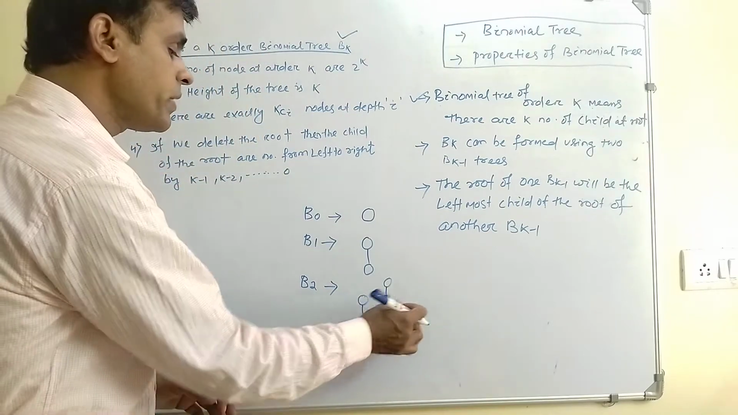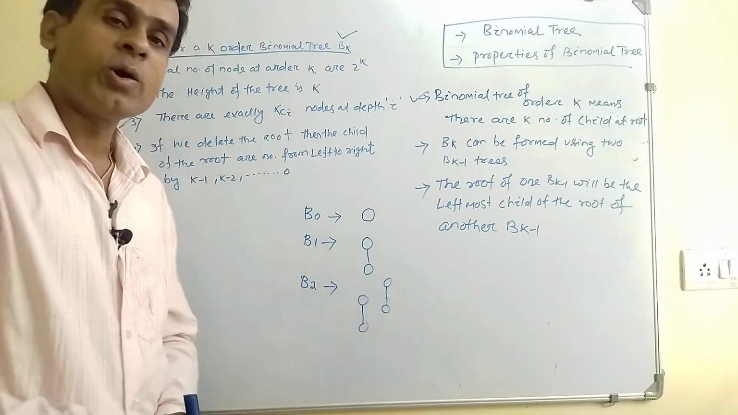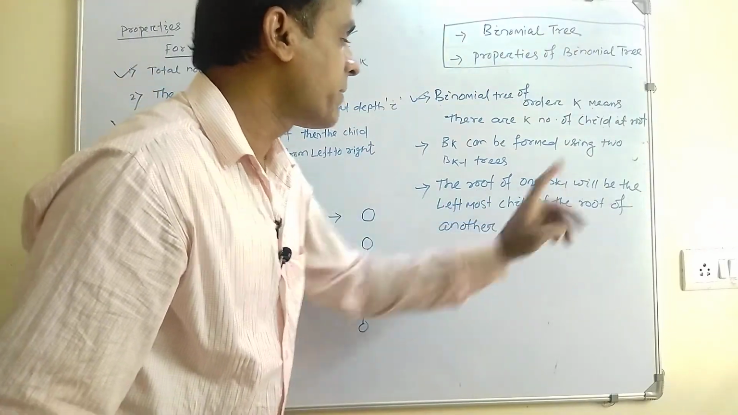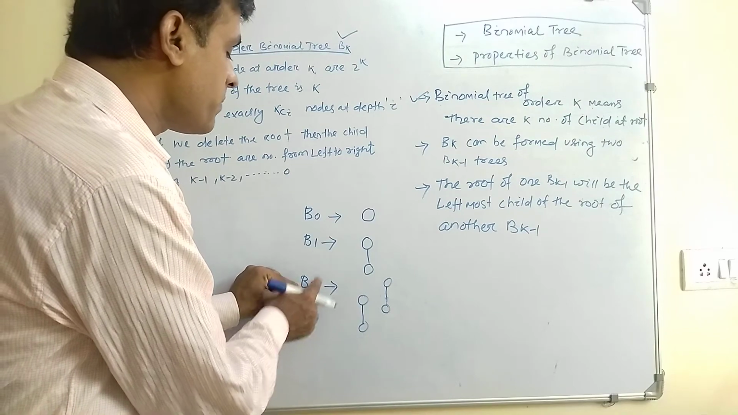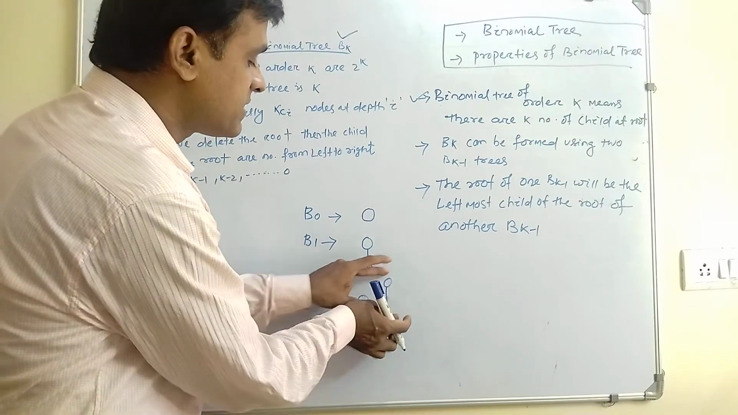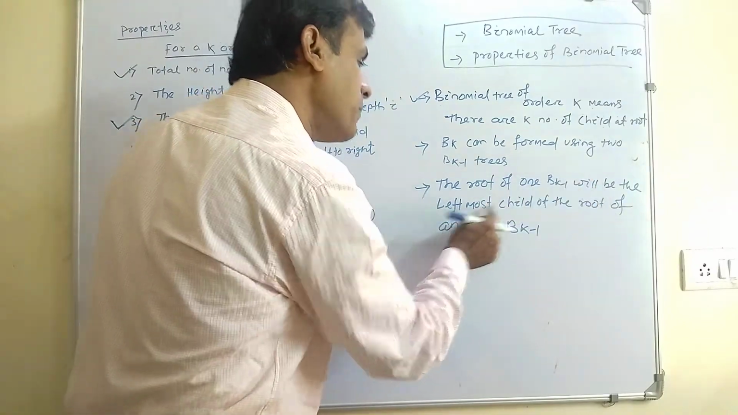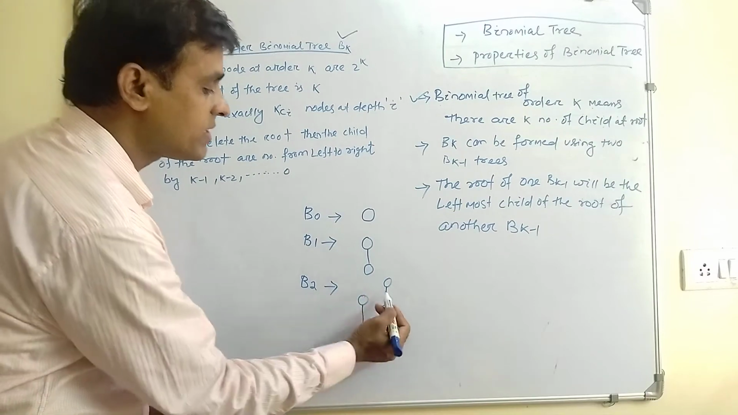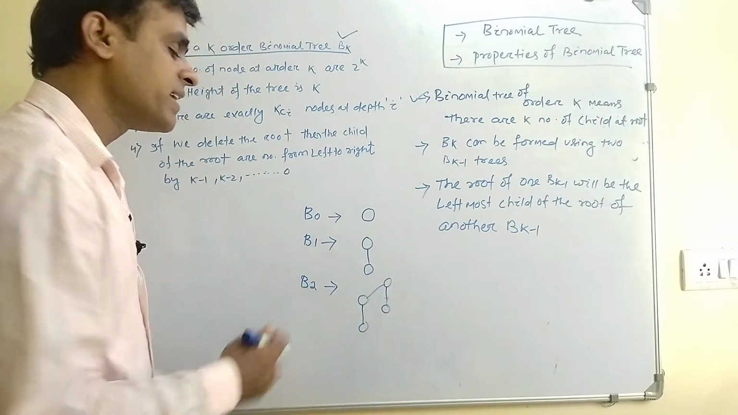If I combine these two B1, I can create a binomial tree of order 2. How can I combine them? The root of one B(k-1), here B1, will be the leftmost child of the other B1. This is one B1, this is another B1, so it will be the leftmost child. Put it there. So this is a binomial tree of order 2.